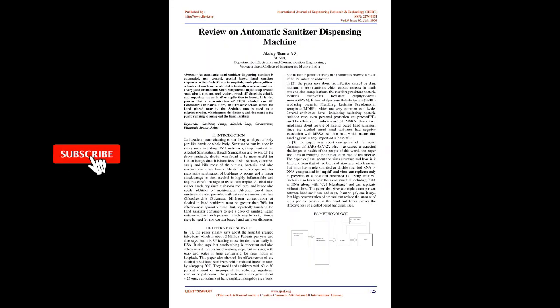Review on automatic sanitizer dispensing machine. Abstract: an automatic hand sanitizer dispensing machine, over a 10-month period of using hand sanitizers, showed that an automated, non-contact, alcohol-based hand sanitizer dispenser gave a 36.1% infection reduction. The dispenser finds its use in hospitals, workplaces, offices.